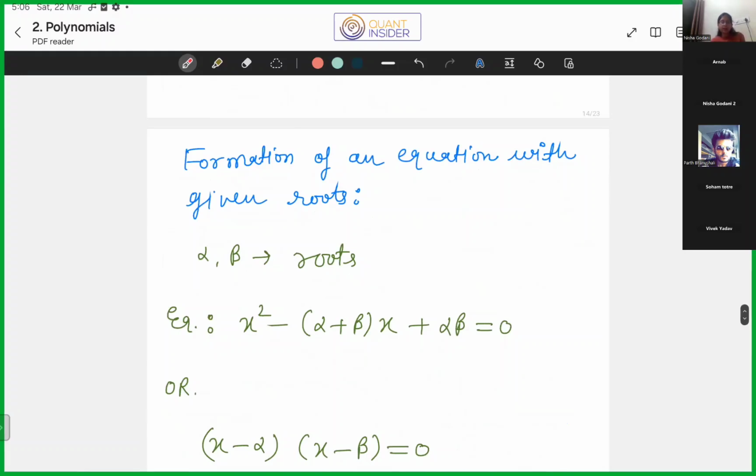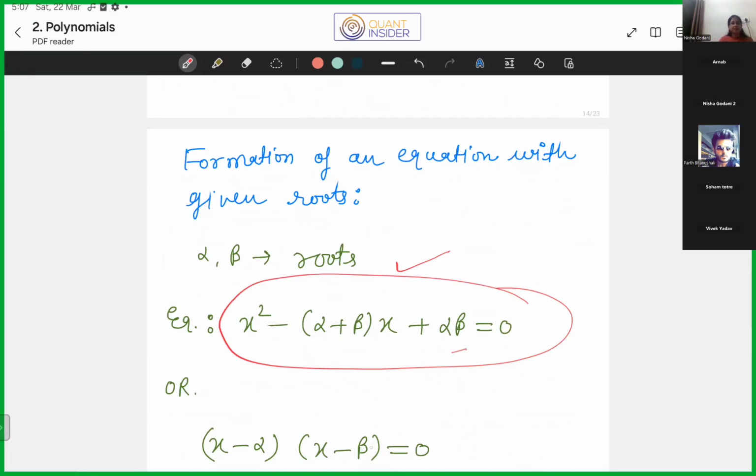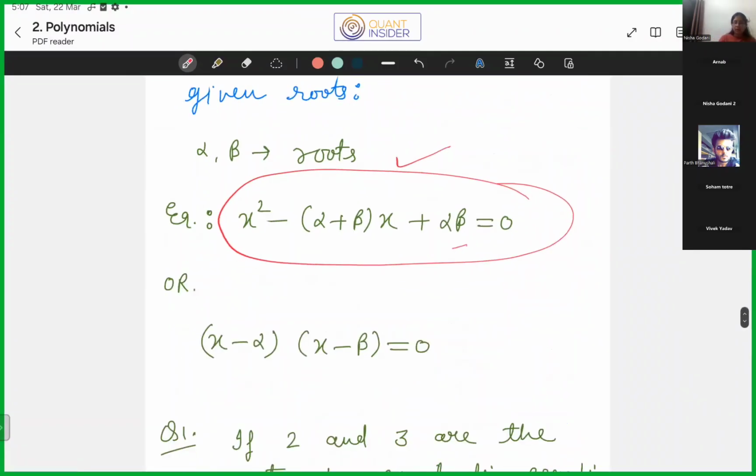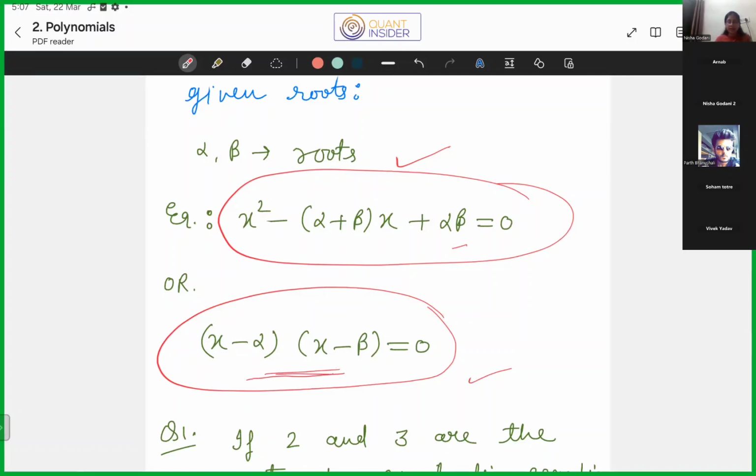Now, formation of an equation with given roots. If you have been given roots, then how can you build the equation? If we are talking about a quadratic equation and you have the roots alpha and beta, then the equation is x square minus the sum of roots, alpha plus beta, into x plus the product of roots, alpha beta. Or you can also write (x minus alpha)(x minus beta) equal to 0. So this is also one way. When you multiply these two factors, you will get the same equation.